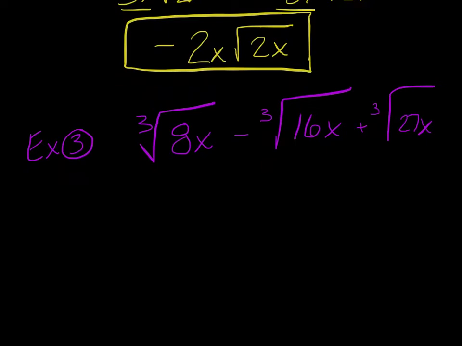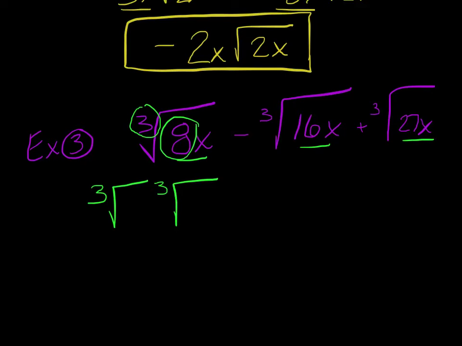Example 3. The cubed root of 8x minus the cubed root of 16x plus the cubed root of 27x. Now, I tried to mess with you a little bit. Notice we have cubed roots this time instead of square roots. Again, right off the bat, they're not the same, so you can't just go around adding. So I've got to break them down. But now this time, I want perfect cubes. Well, 8 is special because 8 is a perfect cube.